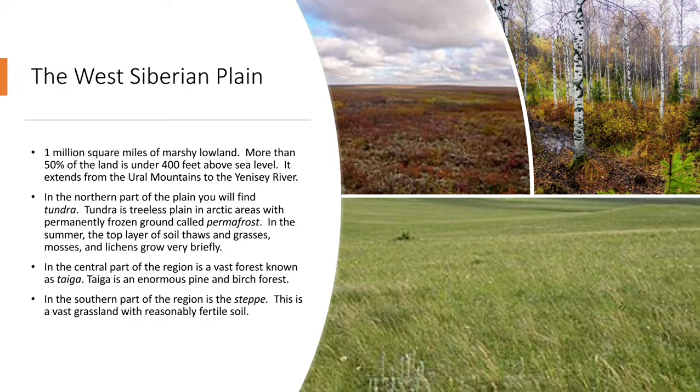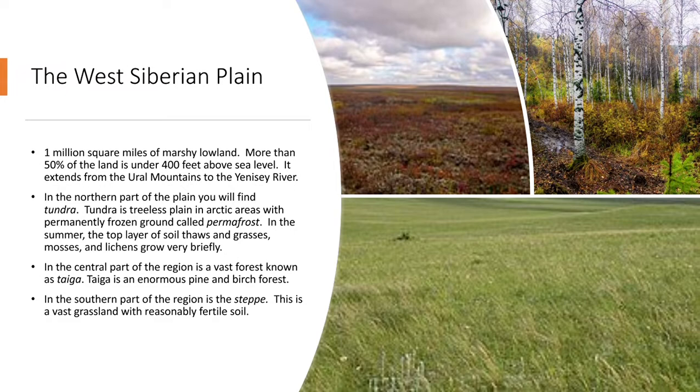But in the summer, the top layer gets hot enough that it melts or thaws out, and then you can see here the grasses, the mosses, lichens very briefly grow, and then they will die again and leave it pretty much a plain of permanently frozen ground. Next, over here you see the taiga. This is a giant, mostly pine, but there is birch forest in there too.